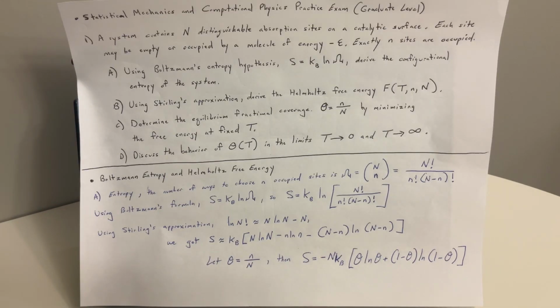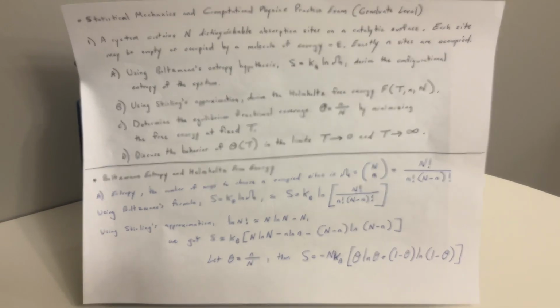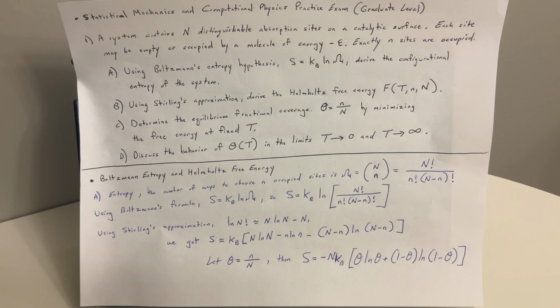Okay, we're going to go to the second page of this, but I'm just going to read these three. So just for letter B, using Stirling's approximation, derive the Helmholtz free energy, F of T, n, N. Part C, determine the equilibrium fractional coverage theta equals n over N by minimizing the free energy at fixed T. And part D, discuss the behavior of theta of T in the limits T approaching 0 and T approaching infinity.